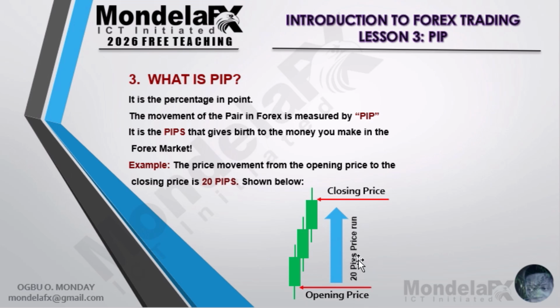Then as it's running up, the run from this opening price to the closing price, that is what is the 20 pips price run. A fashion designer can say 20 inches. Then when you are driving, you can say 20 kilometers. But in Forex, when you are trading, it moves by pip. So as it's moving, you are seeing, okay, 1 pip, 2 pips, 3 pips till 20, you are seeing it.